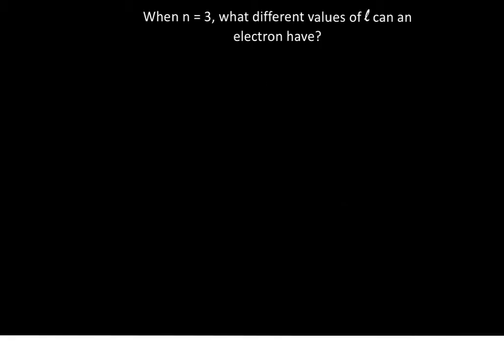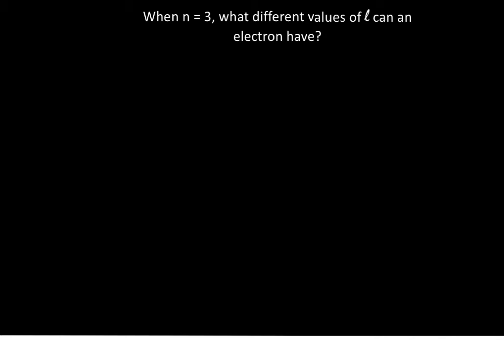Okay, so now we'll do some examples. And again, here's the question up here. When you have an n value, we're just applying the quantum number rules. If your n value, your principal quantum number, is 3, I'd like to know what different values of L an electron can have when the n value is 3. So if you want to give it a try on your own, go ahead and stop the video now, and then come back and you can see my solutions.